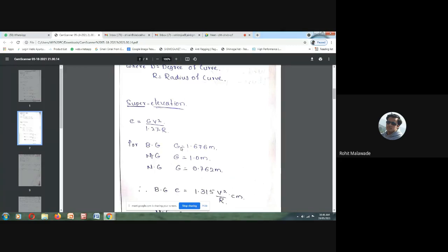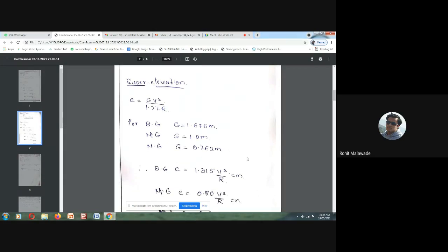Now, in GV square divided by 1.27 R, we know the different gauges. For the broad gauge, the distance between the two rails is 1.676 meter. So if we replace G with 1.676 meter, we ultimately get the super elevation for a broad gauge: E is equal to 1.315 V square divided by R. Just replacing G gives us this equation.